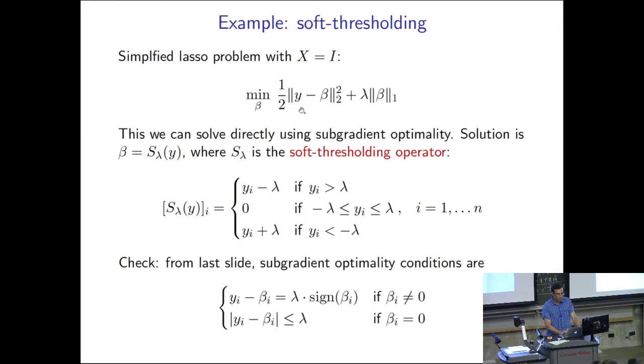Essentially, we just take every entry of this response, or this target y, and we compare it to lambda. And if it's bigger than lambda or smaller than minus lambda, we just move it toward 0 by an amount lambda.